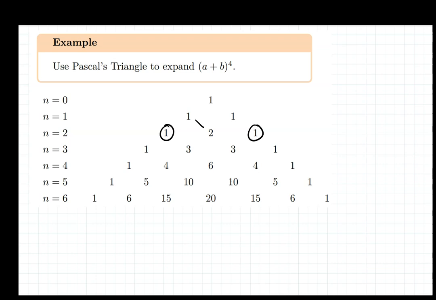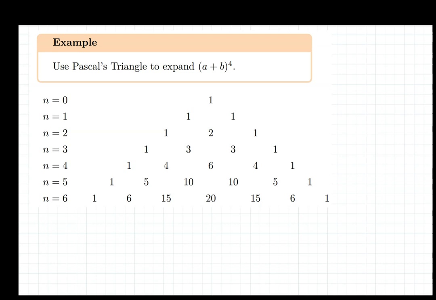So 2 here is coming from the fact that we are adding 1 plus 1. Similarly, in this row down here, we add 1 plus 4 and we get 5. So in every row of Pascal's triangle, the first number is 1, the last number is 1, and then we get the other numbers by adding the two numbers above it. So how could we use Pascal's triangle to expand a plus b to the fourth power?